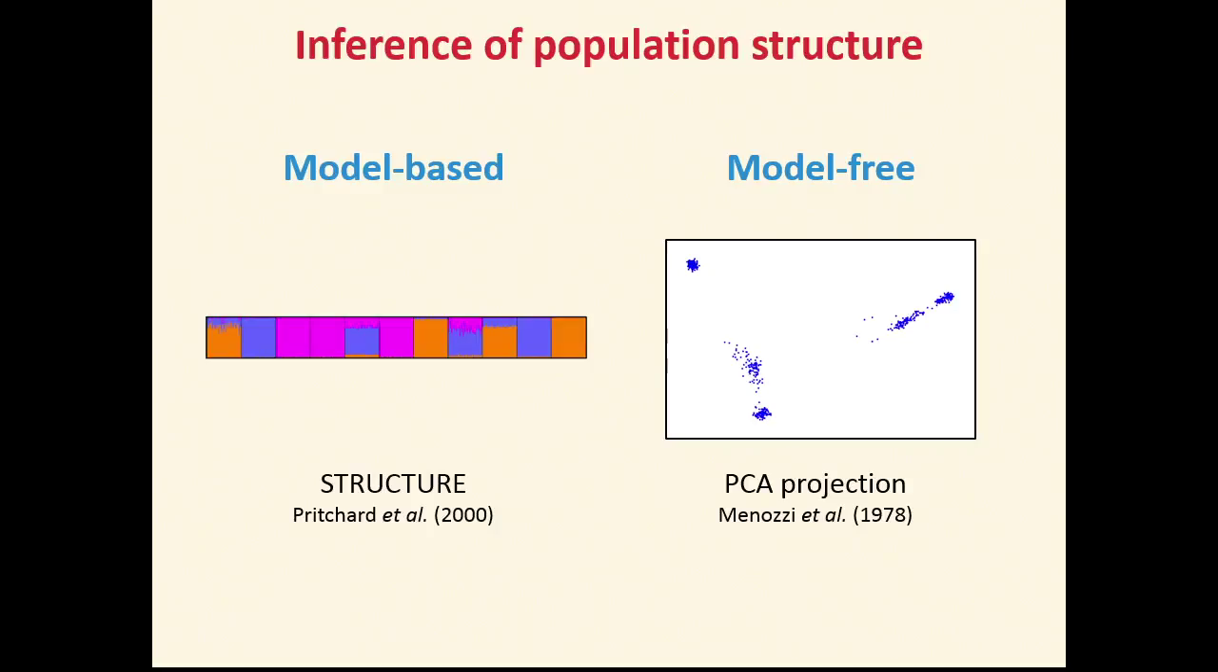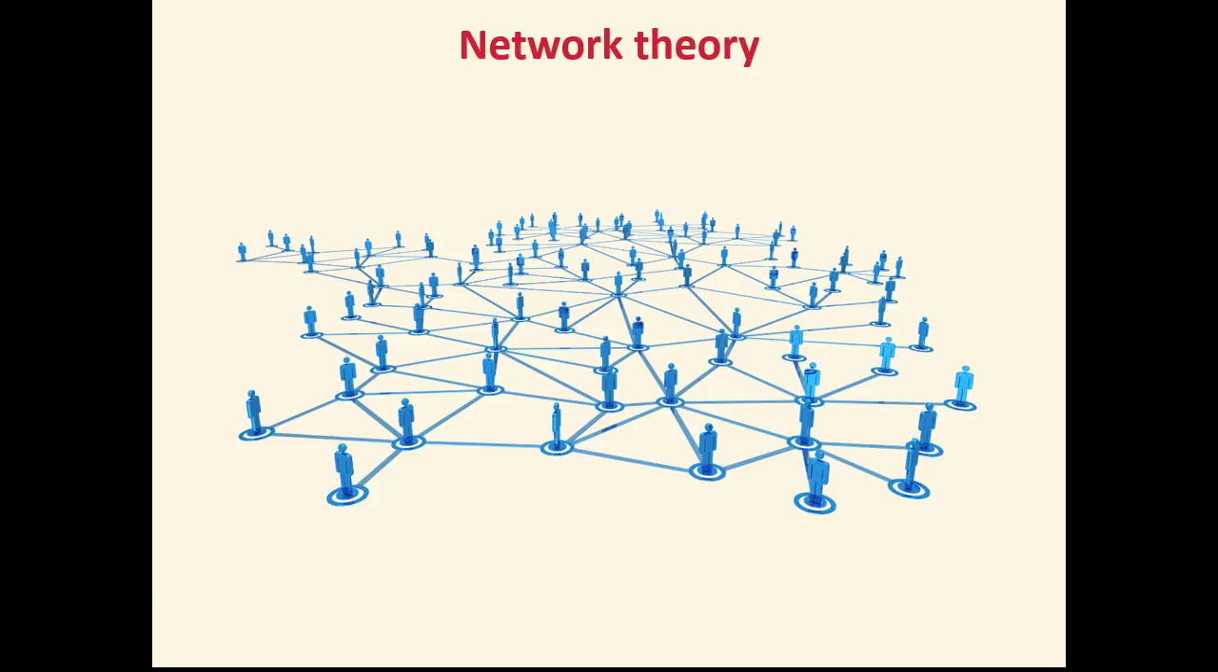These model-free methods have several limitations. For example, it's not trivial how to partition the population into groups even after, for example, projection. So I've been working on a model-free approach for inference of population structure, which is based on concepts and ideas from network theory. So just a few words about network theory.